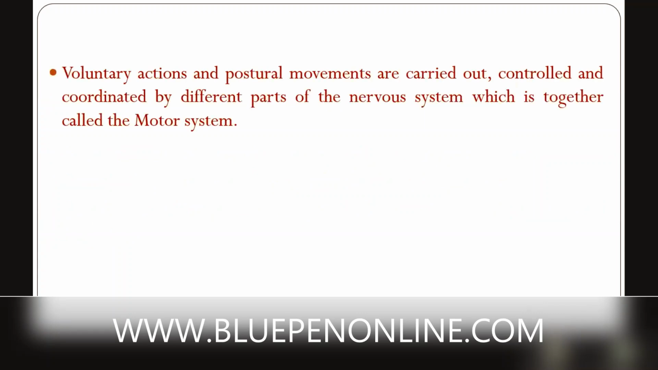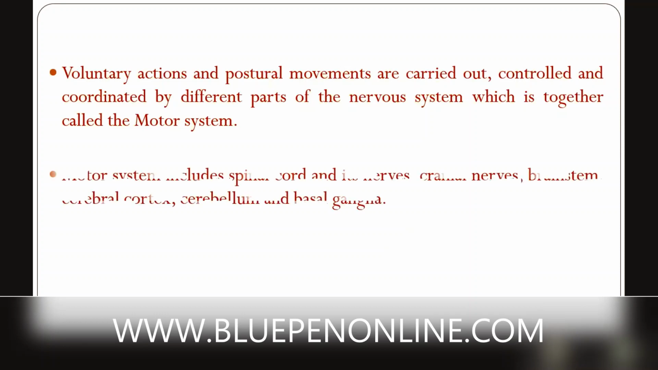Then voluntary actions and postural movements are carried out, controlled and coordinated by different parts of the nervous system, which is together called the motor system. That's what I told you previously. And it includes the spinal cord and its nerves, cranial nerves, brainstem, cerebral cortex, cerebellum, and basal ganglia. So these are the areas involved in the control and coordination of the voluntary actions and postural movements in our body. Everything related to skeletal muscles is being controlled by these parts of the nervous system.